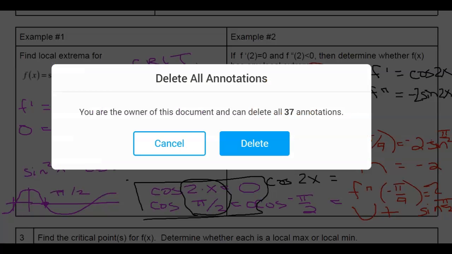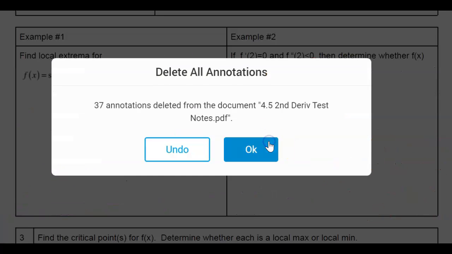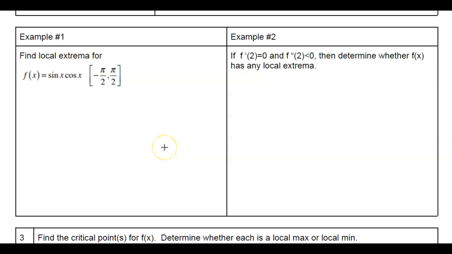All right, let's go to my second example. On this one, it says if my first derivative when x equals 2 equals 0, what that means is we have a critical value at x equals 2, because my first derivative equals 0. And my second derivative when x equals 2 is negative. So the second derivative is negative, which means concave down.